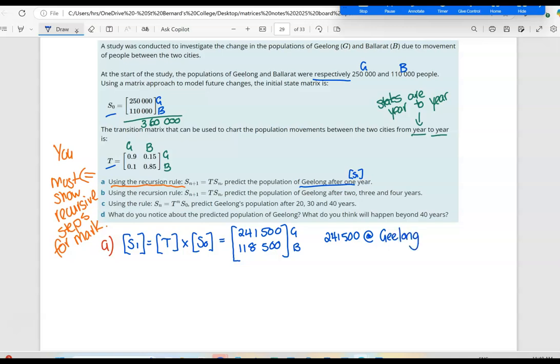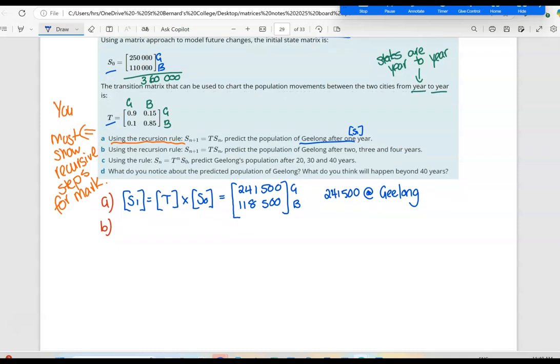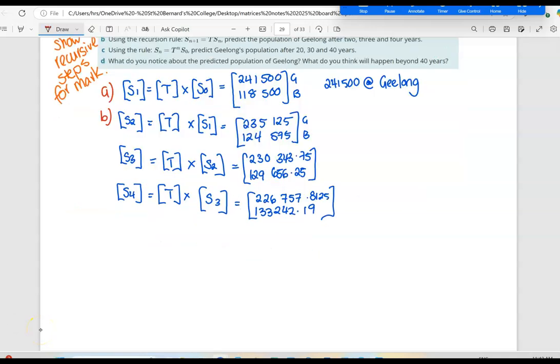Okay, so then part B, they wanted the populations after 2, 3, and 4 years, but they said using recursion. So I'm going to have to show the working out. That means I have to show the formula I've used. Now, recursively means you use the one before, so I have to keep showing that. So if we do that, we get these numbers.